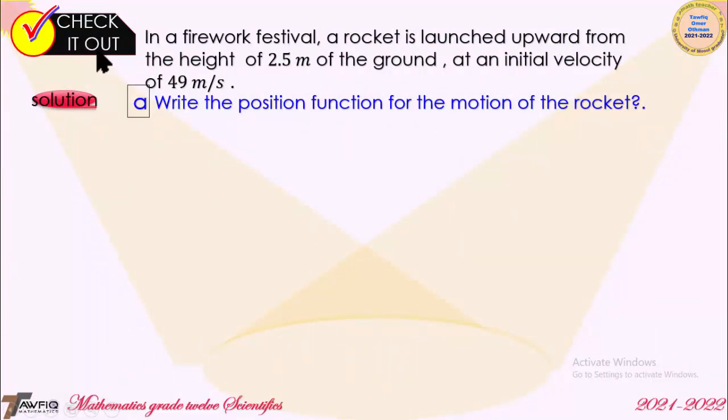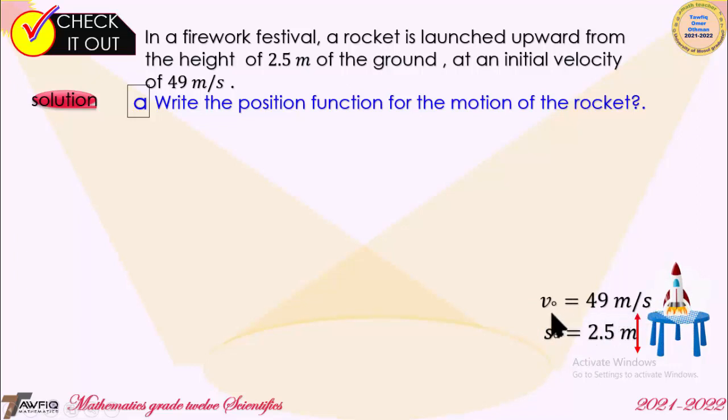Check it out. In a firework festival, a rocket is launched upward from a height of 2.5 meters above the ground at an initial velocity of 49 meters over second. Write the position function for this motion of the rocket. That means 2.5 is s naught and 49 meters over second is v naught.